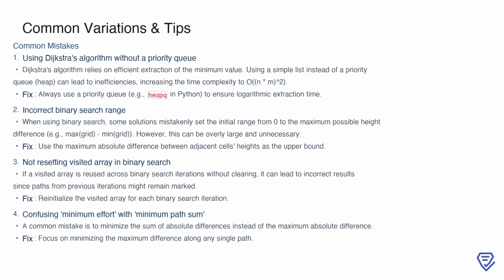Finally, a conceptual error occurs when minimizing the sum of absolute differences along a path instead of focusing on minimizing the maximum absolute difference at any step. This distinction is crucial to solving the problem correctly.